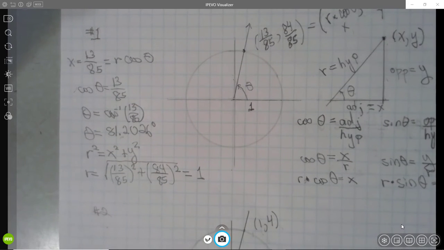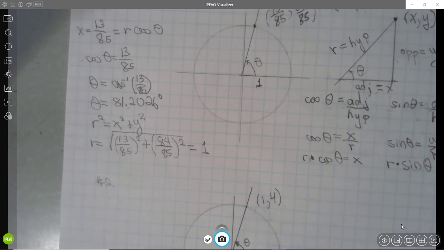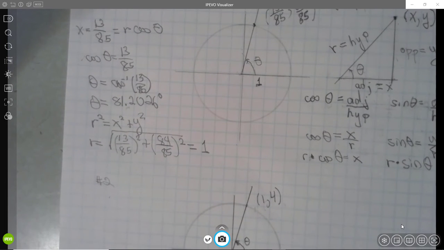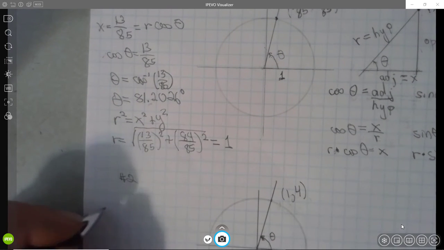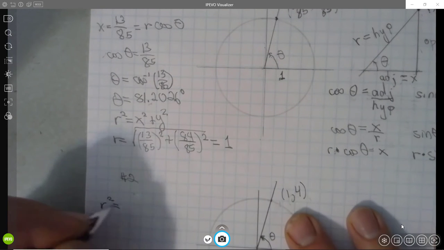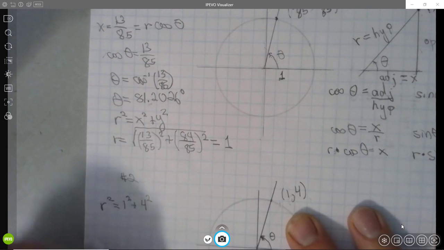Now, they're not always unit circles, though. So let's take this one, for instance, where I've tried to draw this pretty much to scale and say that the point of intersection is at the point (1, 4). So what is this angle theta here? Well, in this case, I am going to have to compute the radius. r squared is x squared plus y squared. So you take the square root of both sides.